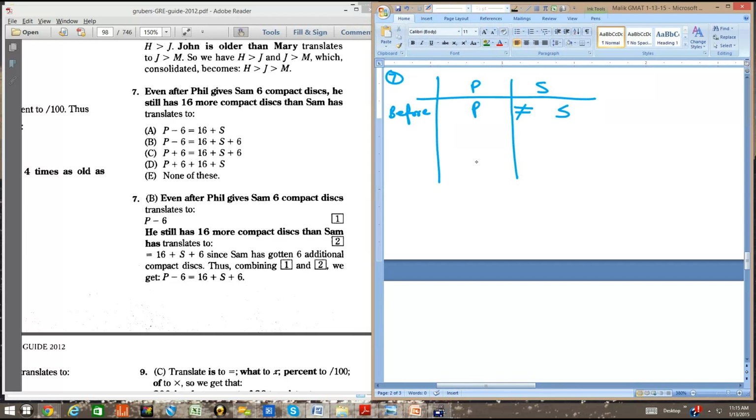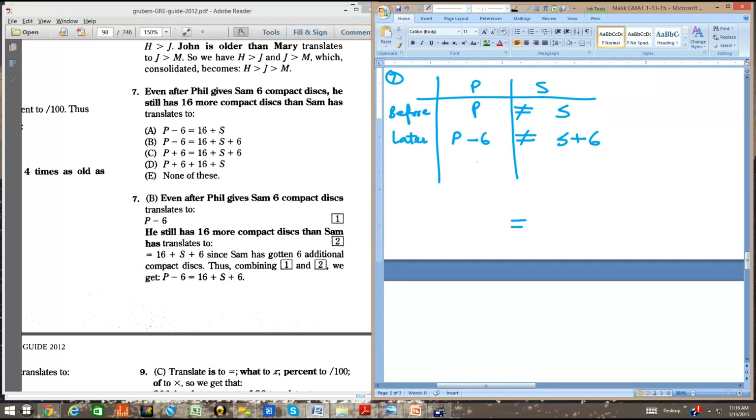That's not equal. Okay? In the beginning, that was the case. Later, what happens? Phil gives Sam 6 CDs. So Phil will lose 6 and Sam will gain 6, right? And that's not equal either. Your goal is to make something equal to something. So how do you do that?